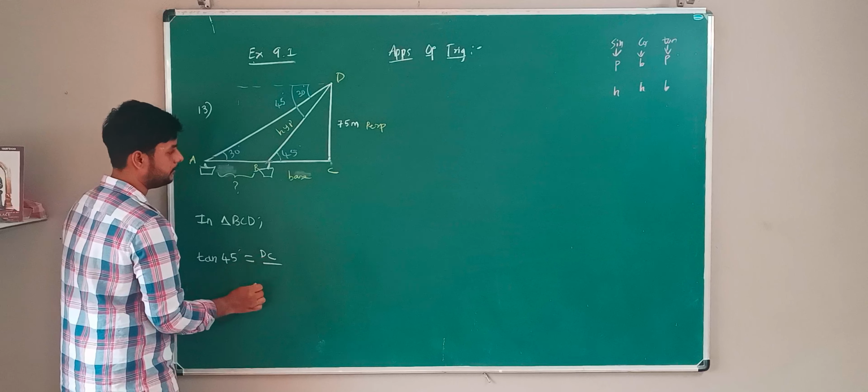87 by root 3 will be tough, so I'll rationalize: 87 by root 3 into root 3 by root 3. So that will be 87 root 3 upon 3. See if I can cancel: 3 ones are 3, 3 twos are 6, 27, 9s are 29 root 3. Correct, that is easy now. So AB is how much? 29 root 3.